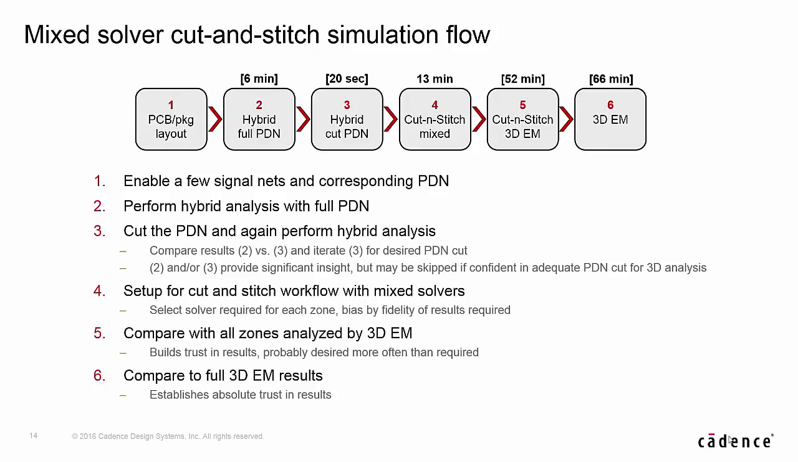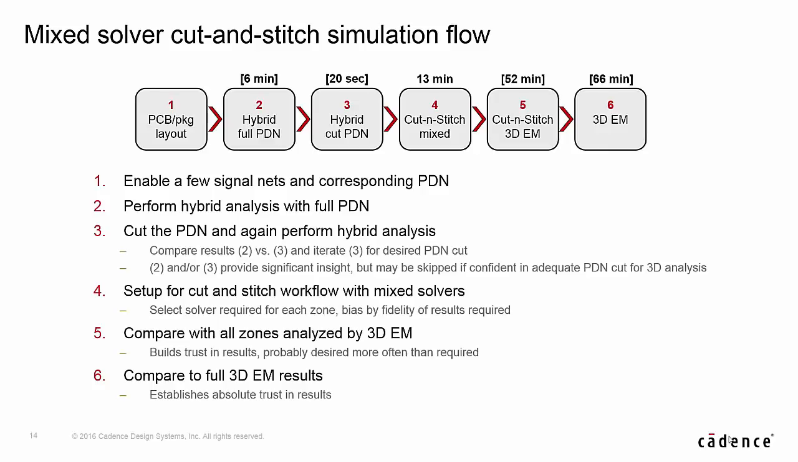Before going to 3D simulation, we can learn a lot from the hybrid solver results. In this case, the board side transition was seen to dominate circuit performance and guided me to select only that zone for 3D simulation. The 13-minute cut and stitch simulation of step 4 provides us with accurate results of this SerDes channel. We can optionally validate this with an all 3D cut and stitch simulation of step 5 or a 3D simulation of the entire cut design of step 6.